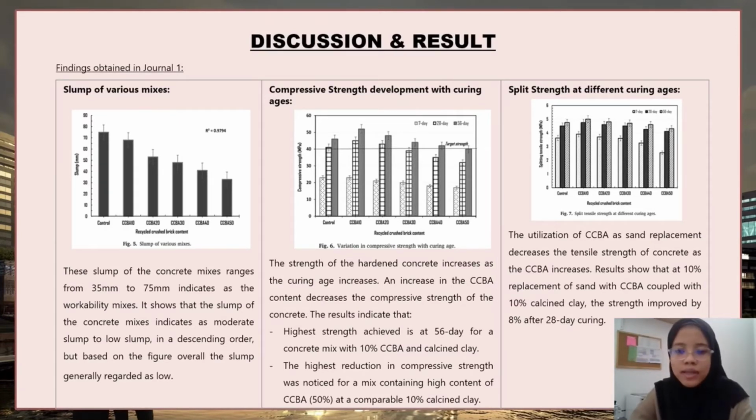Next is split strength at different curing ages. The utilization of CCBA as sand replacement decreased the tensile strength of concrete as the CCBA increases. This result shows that with 10% replacement of the sand with CCBA coupled with 10% of calcined clay, the strength is improved by 8% after 28 days of curing.